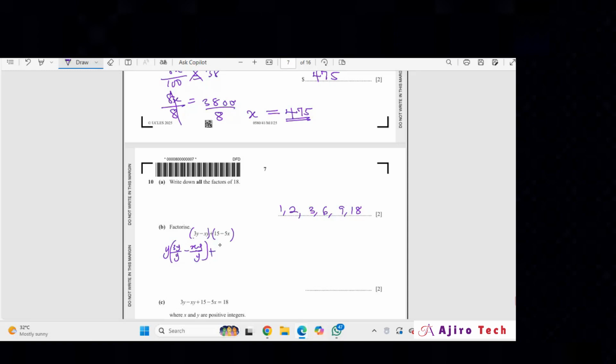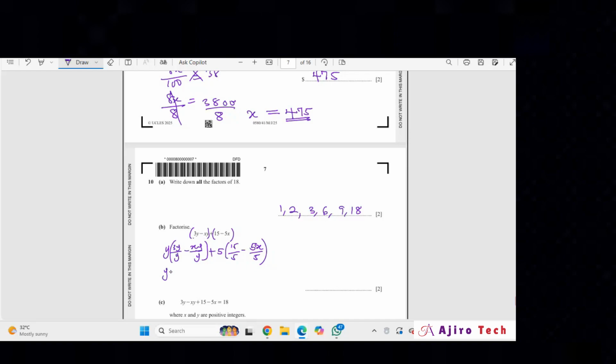The same thing, what is common between 15 and this is what the common factor is 5. So I'm going to have 15 divided by 5, then I also have minus 5s divided by 5. So you are using the factor to divide them. Like this one is y, that is why I divide any of the elements by this.